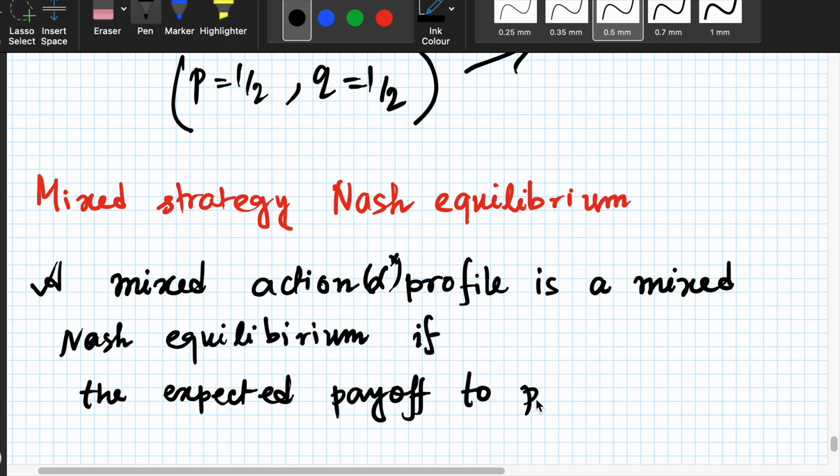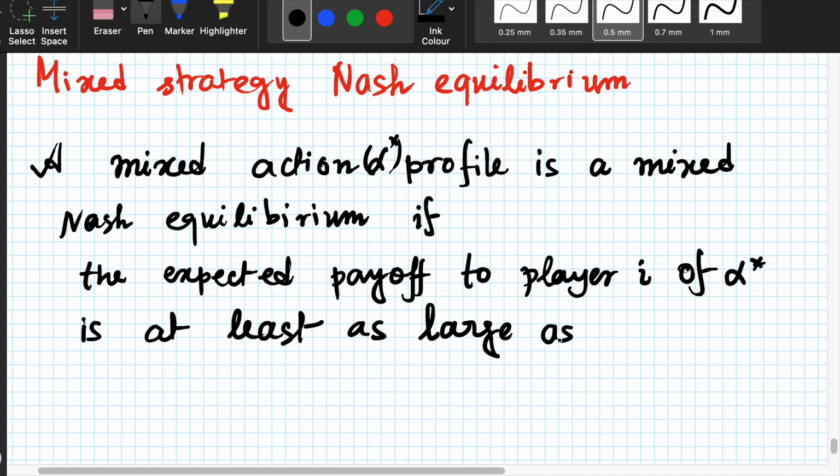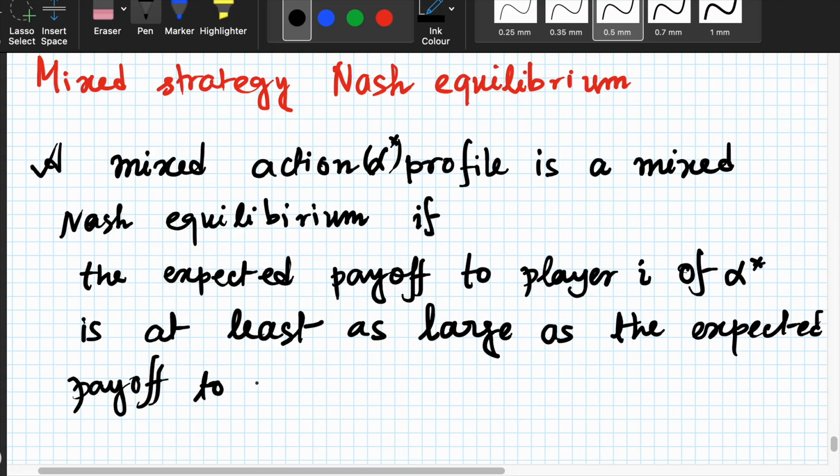to player i in alpha star is at least as large as the expected payoff to player i of any other strategy alpha i, given alpha minus i star.